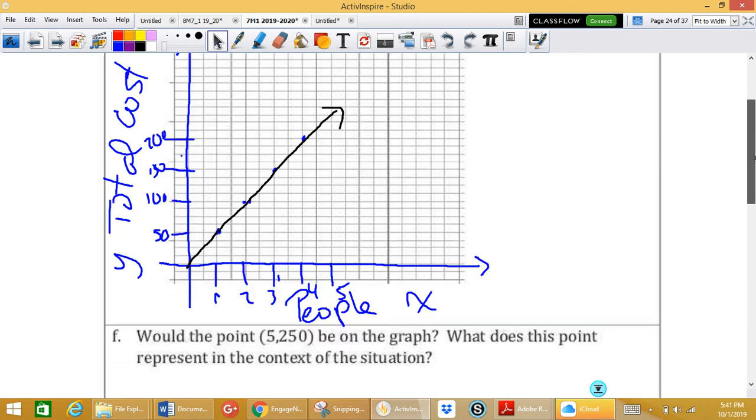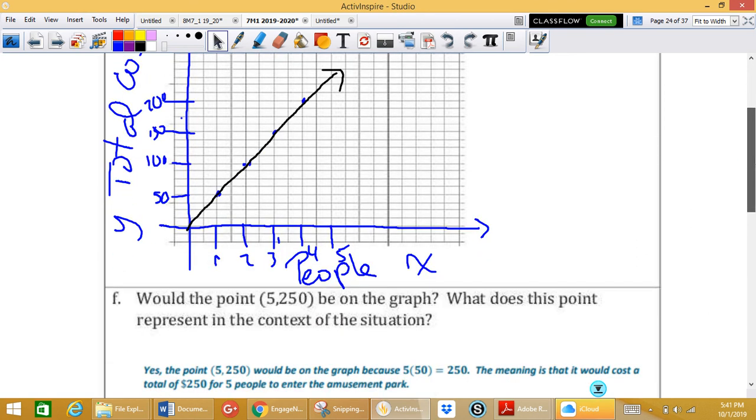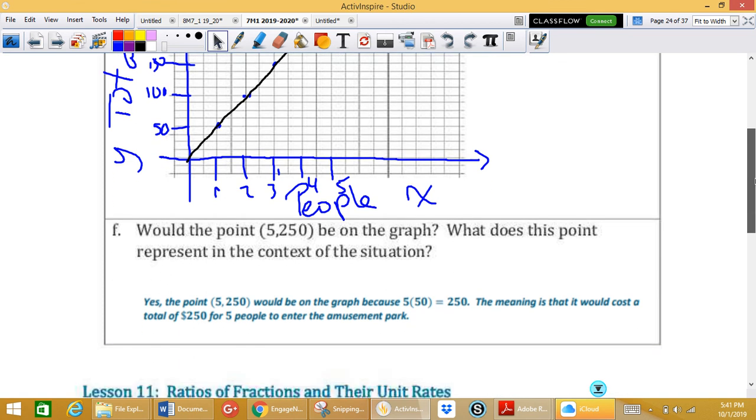Would the point (5, 250) be on the graph? What does this point represent in the context of the situation? Yes, the point (5, 250) would be on the graph because 5 times 50 is 250. The meaning is that it would cost a total of $250 for 5 people to go to the amusement park.